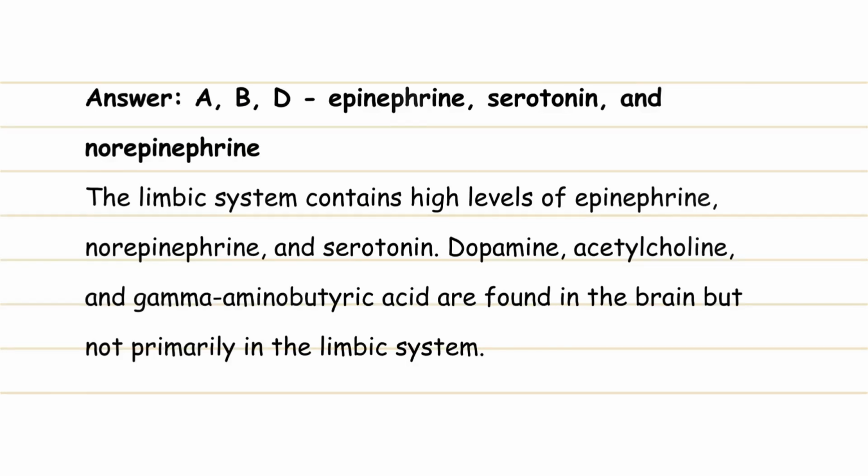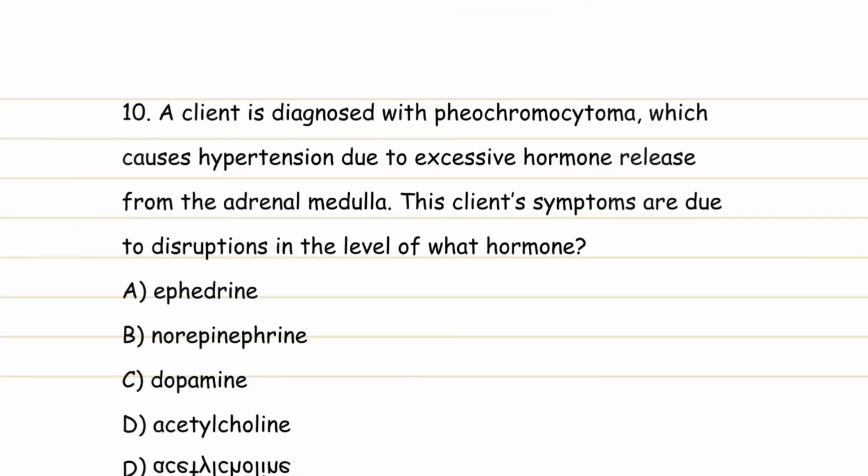The limbic system contains high levels of epinephrine, norepinephrine, and serotonin. Dopamine, acetylcholine, and gamma-aminobutyric acid are found in the brain, but not primarily in the limbic system.